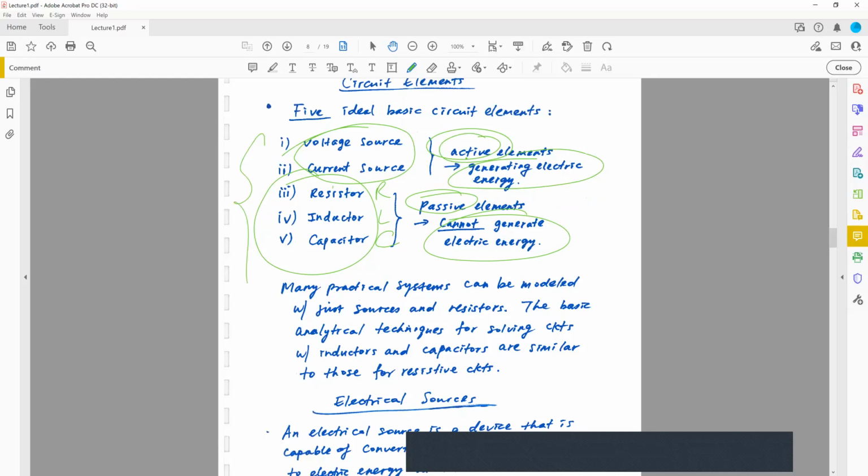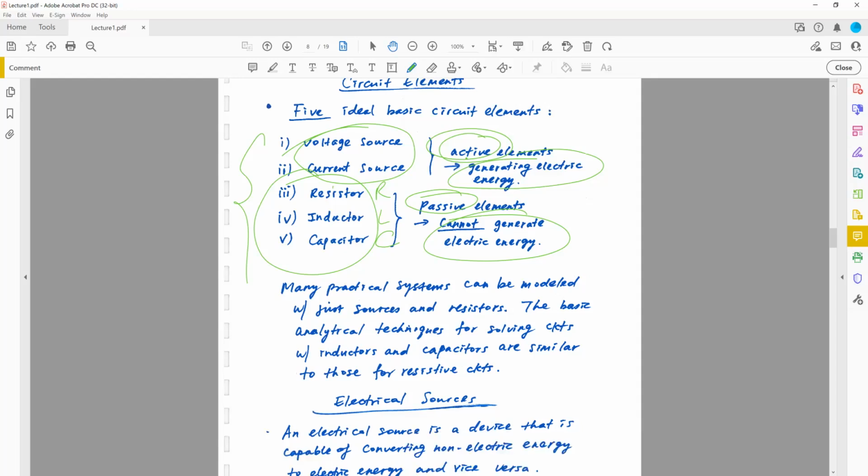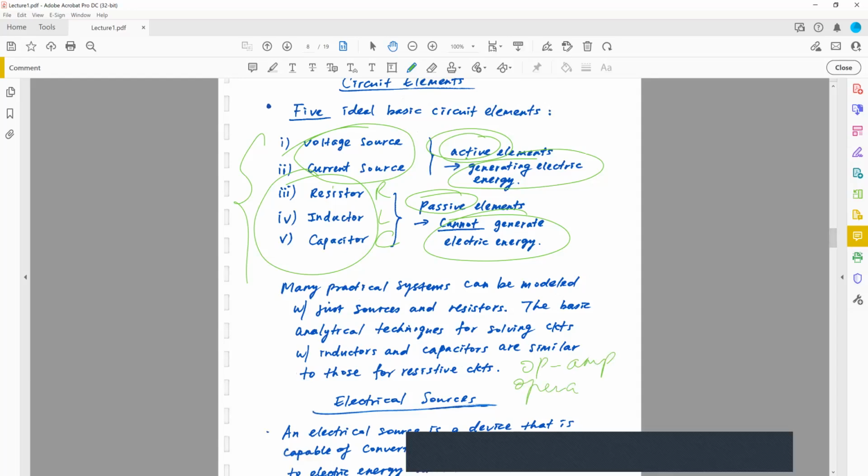We're going to use all these elements throughout this course. In fact, let me give you a quick example, a heads up, if you will. When we talk about op-amp, we're going to be using voltage source, current source, and resistor to model the behavior of an op-amp. Op-amp stands for operational amplifier.